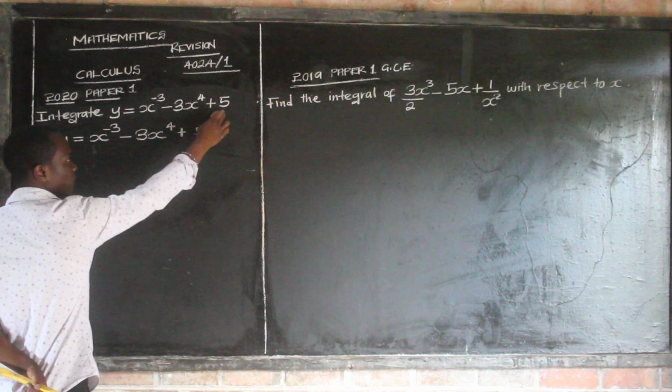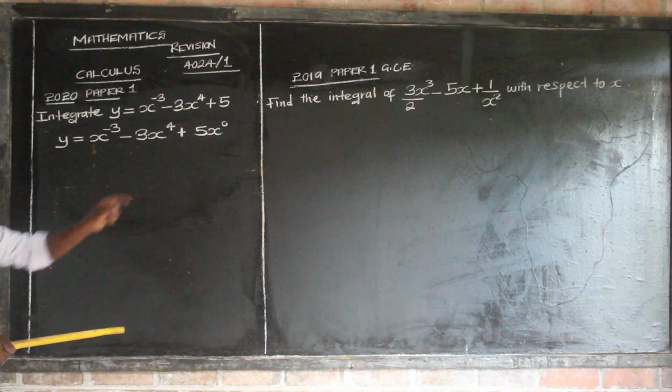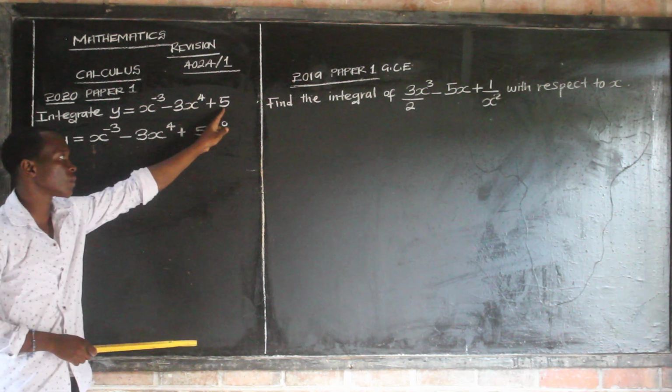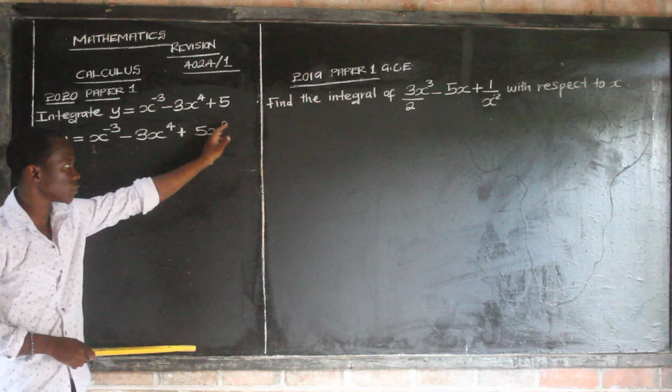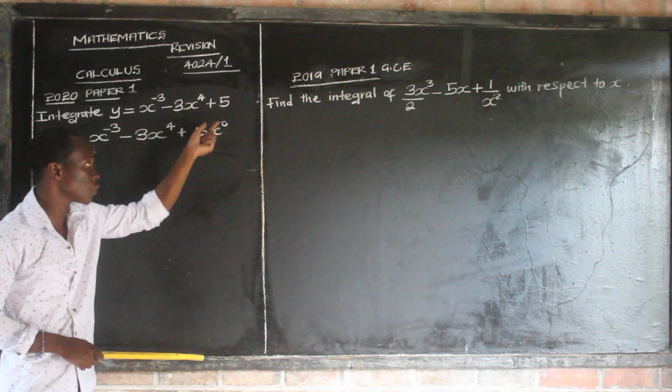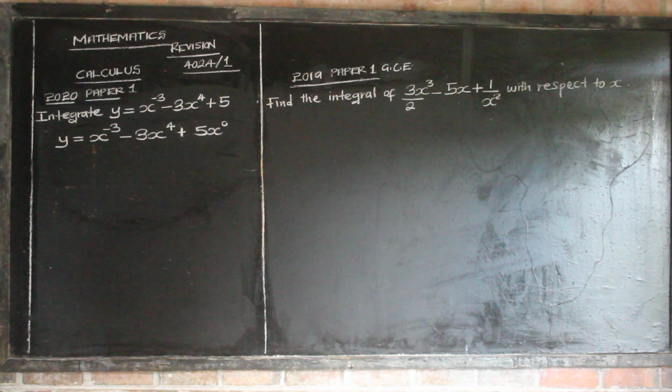1 times 5, you get 5. You come back to 5. Okay, so this 5 can also be written as x to the power 0. So this one and this one are just the same. So you are supposed to reject this one before you proceed. Okay, so now let us proceed.